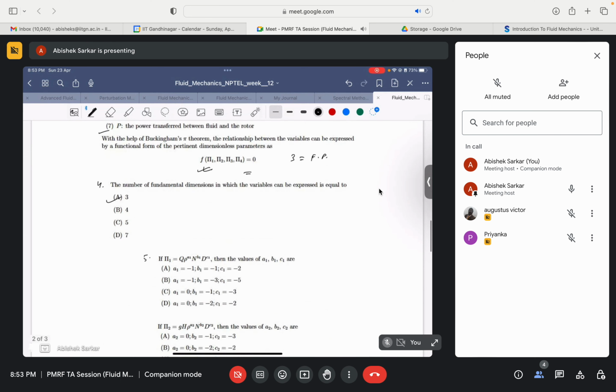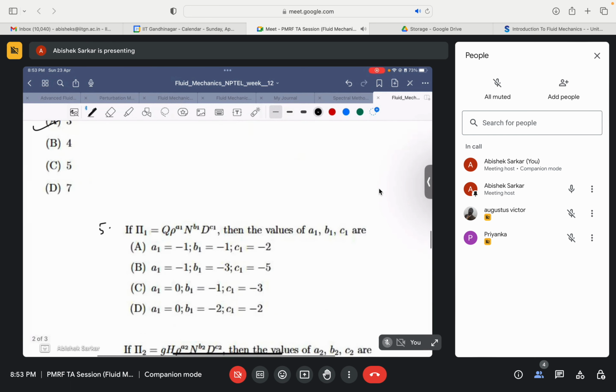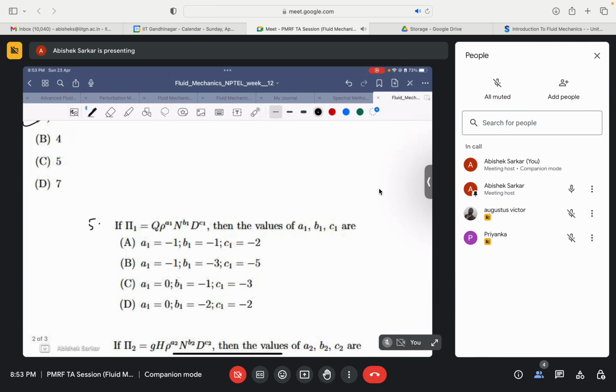Okay, if pi 1 equals Q rho^a1 N^b1 D^c1, then the values a1, b1 and c1 are... I'm just asking out of curiosity, you know how you find the pi terms from the Buckingham pi theorem by matching the dimensions of both the LHS and RHS. Basically the dimensions on the LHS would be unitless, so it will be 1, and you need to equate the exponents to 0, right? You know those steps, right? Or should I show you one example so that you can do the rest of them? Yes, sir. One example, sir.